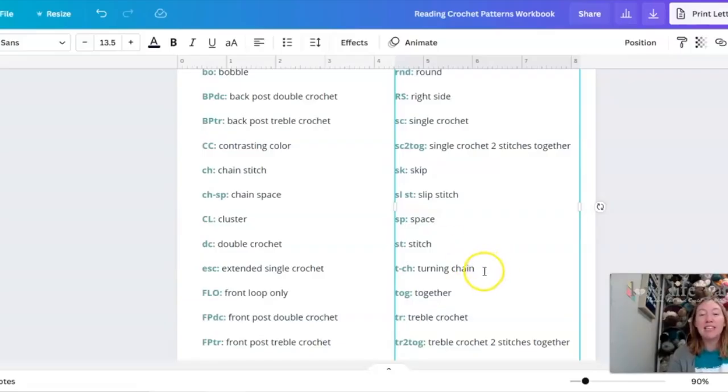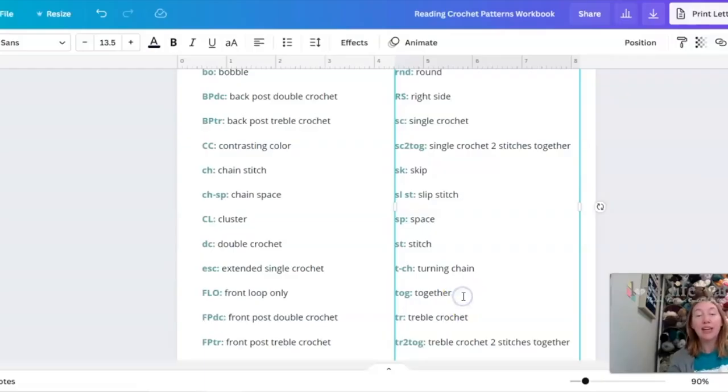Then you have a TCH, which is a turning chain. So if you chained 3 at the beginning of a row or round, and it would say join with a slip stitch to top of TCH, it would be the turning chain. So you would work into the top of those 3 chains, or however many chains you had.